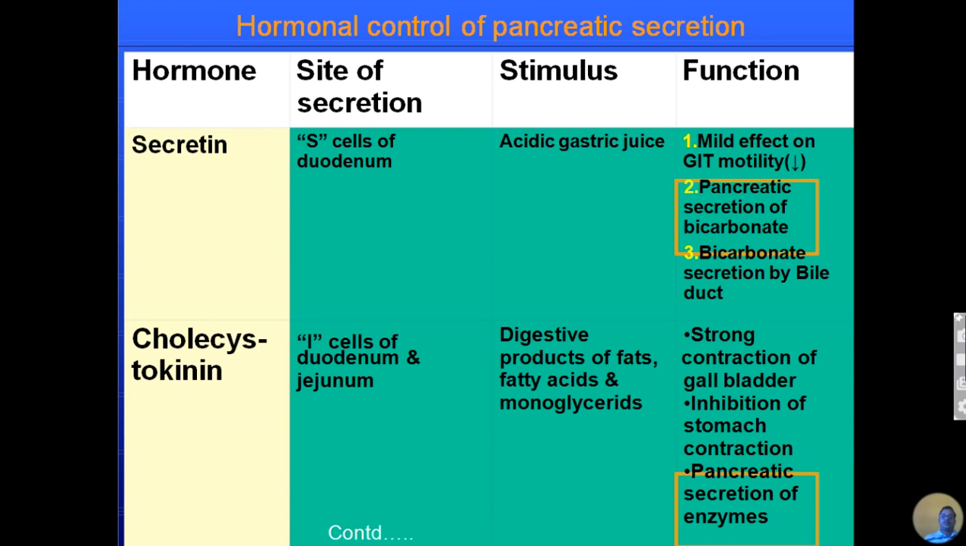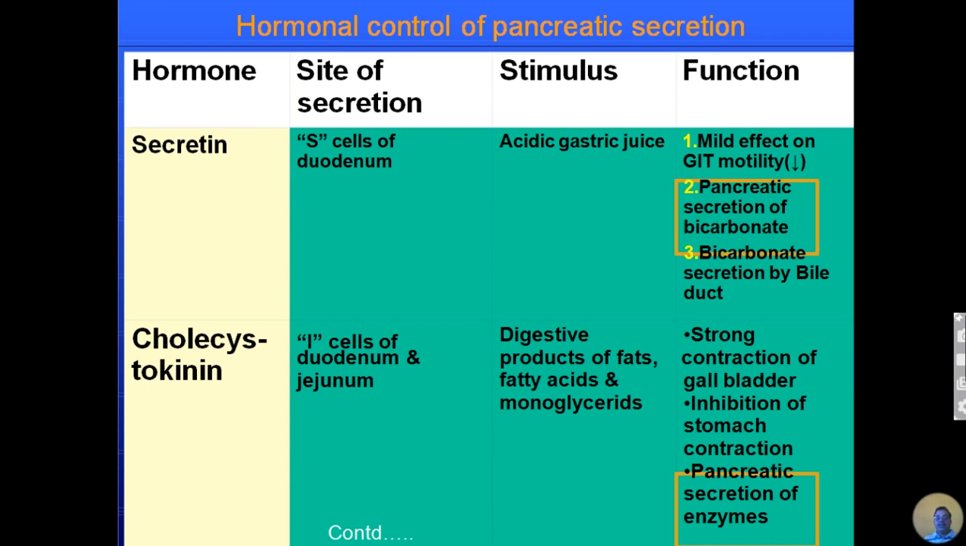Now this is a good table, actually a shortcut, about hormones. Secretin is released from the S cell of the duodenum. What is the stimulus? Acid, or the acidic gastric juice. What does it actually do? That is the function of secretin. It has a mild effect on gastrointestinal motility, which is slightly reduced. On pancreatic secretion, most important is the secretion of bicarbonate.